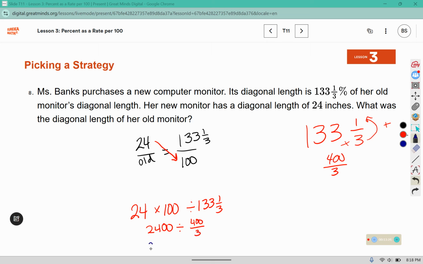So if we leave change, 2,400 times 3 will give us the numerator. The denominator, there's an invisible 1 there, and 1 times 400 is 400. And we can check and see if that comes out to a whole number by dividing. 7,200 divided by 400 is 18. So the question was, what was the diagonal length of her old monitor? That was 18 inches.